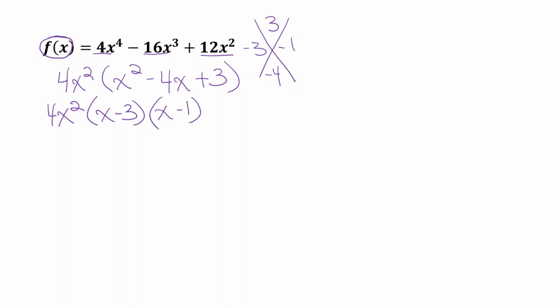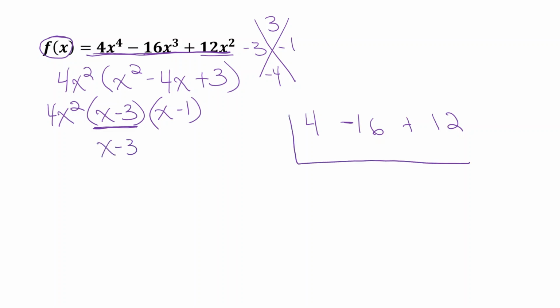Okay, so I want to talk about how we could go back and prove that this x minus 3 is really indeed a factor of this problem here. What we can do is use synthetic division. So let's remember what we did with synthetic division. We could put our 4 and then our negative 16 and a positive 12. And let's go ahead and divide by this x minus 3 piece.